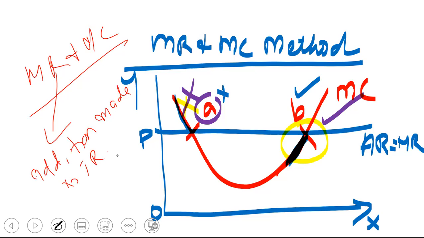I am presuming you are taking down the notes. MC is addition made to total cost. These are the two things we are expecting.